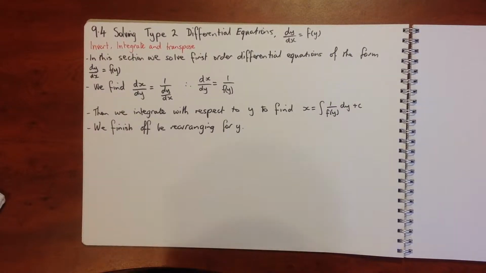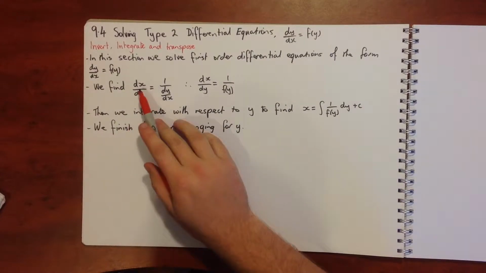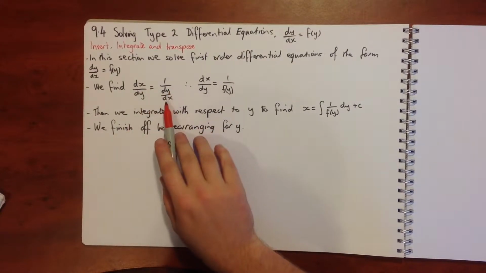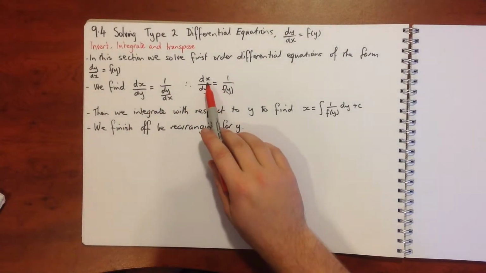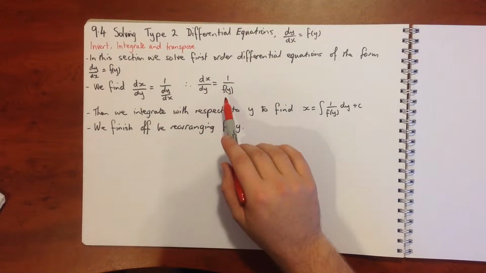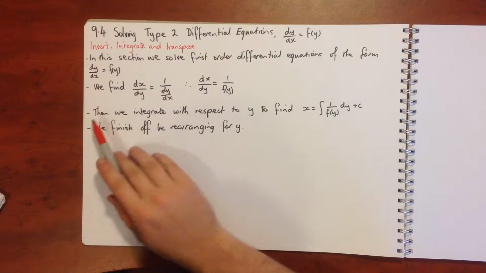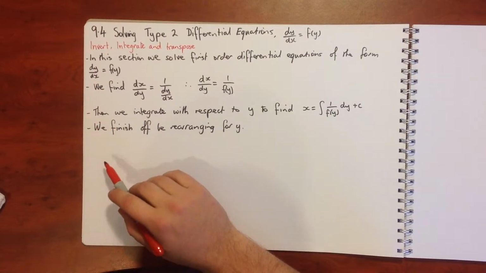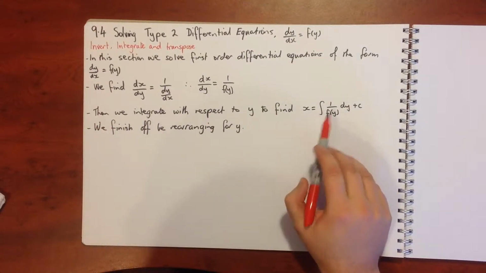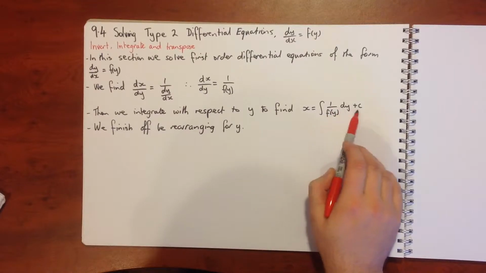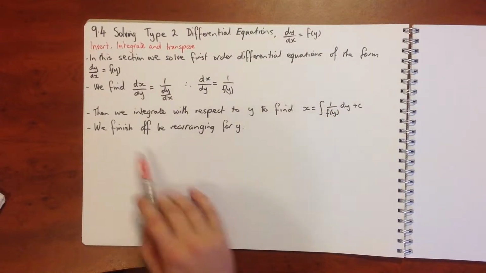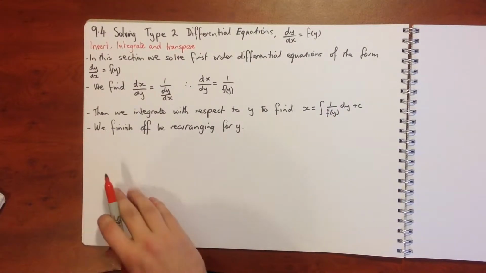So in this section we solve first order differential equations in the form dy/dx equals f(y). What we do is we find that dx/dy is equal to 1 over dy/dx, and we can say dx/dy is equal to 1 over f(y), because dy/dx is equal to f(y). Then we integrate with respect to y to find that x equals the integral of 1 on f(y) dy plus c. And we finish off by rearranging for y.